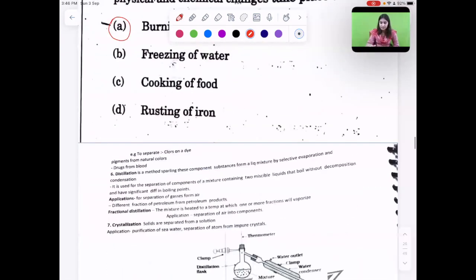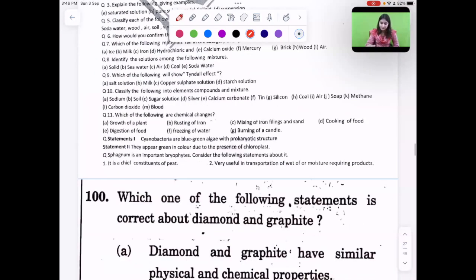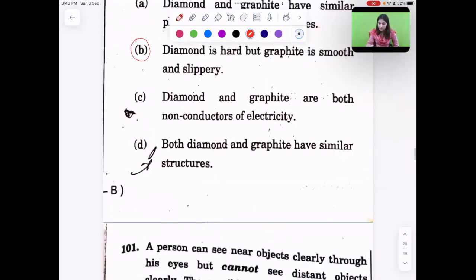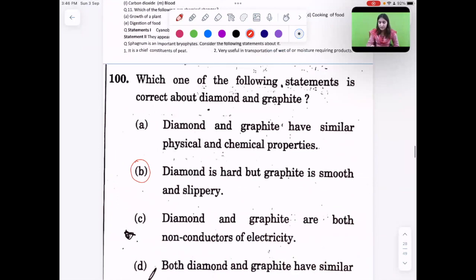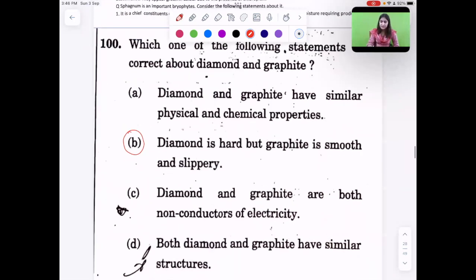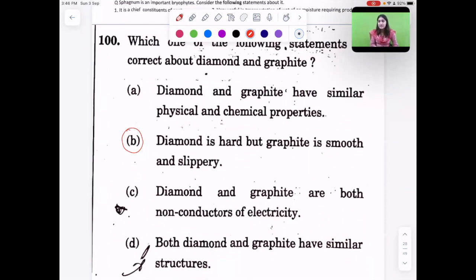Next, which one of the following is correct about diamond and graphite? So let's look from the notes. We may have skipped that page. So the correct option is B. The diamond is hard in comparison to graphite, and graphite is slippery. So option B is the correct answer.